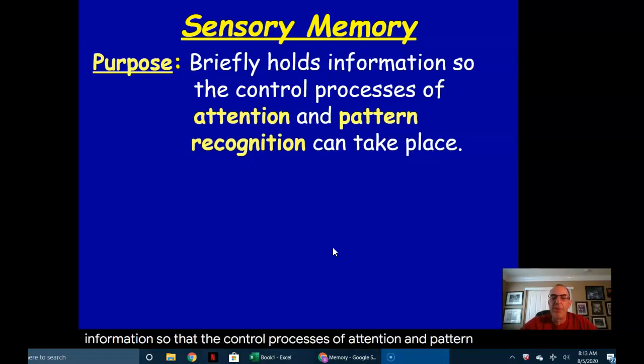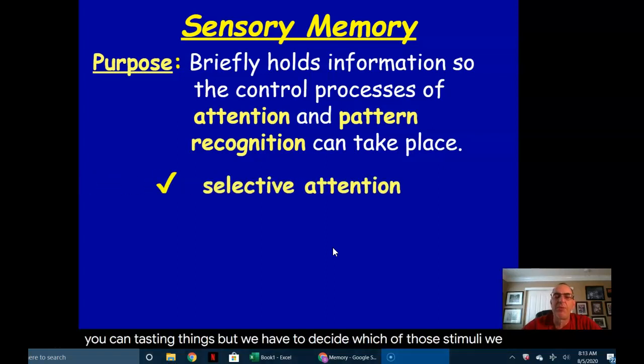Obviously we don't store every piece of information that we process. Some information just gets lost. We never even deal with it. At any moment, you're being bombarded with tons of incoming information. You see things, you hear things, you smell things, you can be tasting things. But we have to decide which of those stimuli we want to store in our memory system.